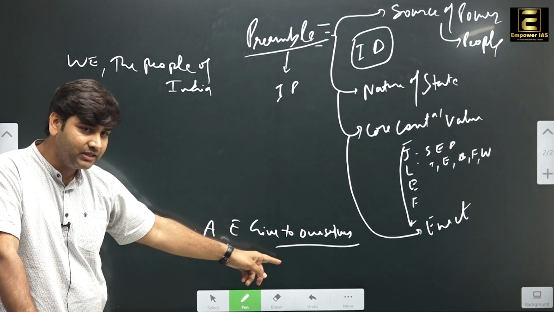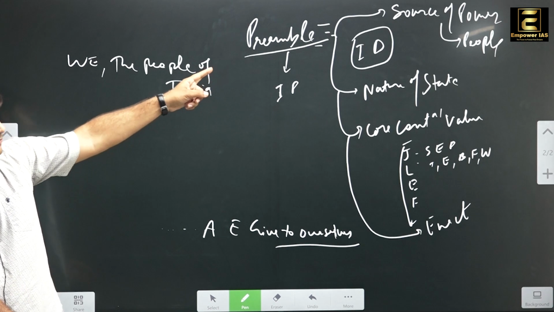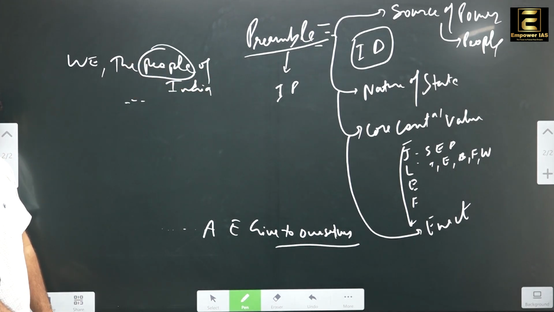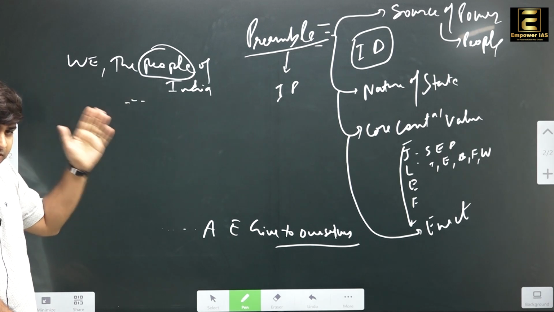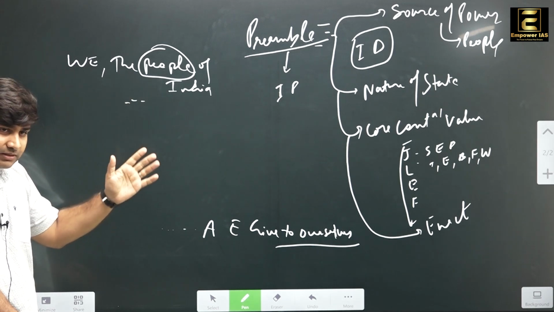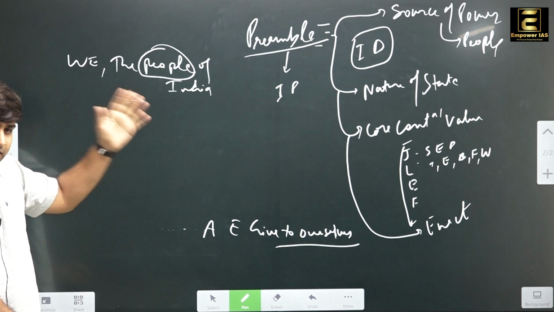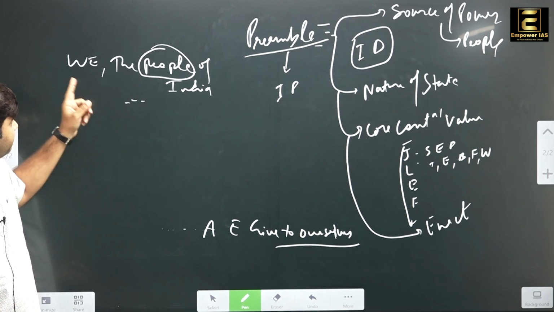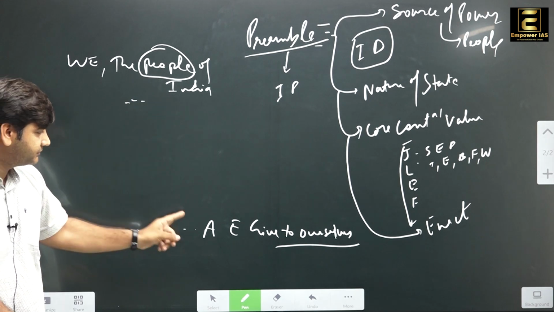What does it prove? It proves that the source of power is nobody but the people. So the source of power in the Indian constitution is the people. These are the ones who elect the government. These are the ones who run the country. We the people of India.